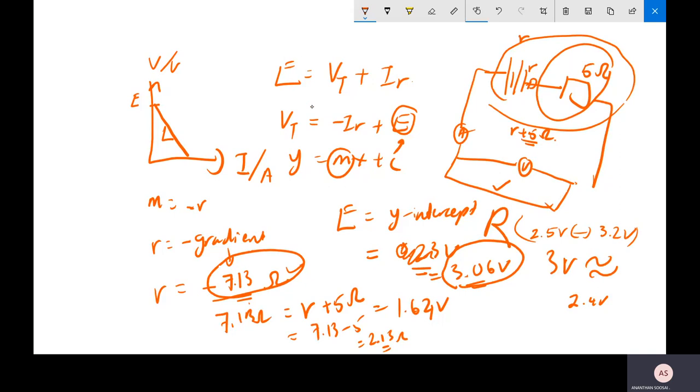Whatever gradient you got, 7.13, let's say, minus 5, that's your actual internal resistance. Because we put a 5 ohm here. The internal resistance plus the 5 ohm is the resistance you get here. So it should be 2.13, like those who have got data, 7.13. Okay, so your gradient you get, let's say 9 ohm, then the 9 ohm is actually what? Actual R plus 5 ohm, that's your 9 ohm. So internal resistance actually like 9 minus 5, so 4 ohm.